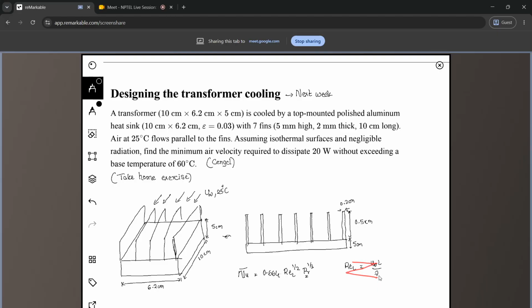The only trick is you have to understand what is the area that is getting cooled, and from there you have to get the Nusselt number correctly. Once that is done, this is actually a straightforward problem. I will leave this as an exercise. We will discuss this next week again.